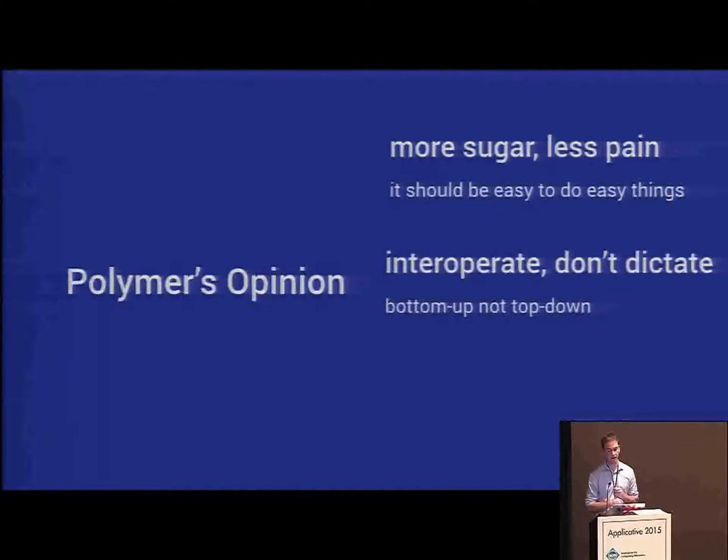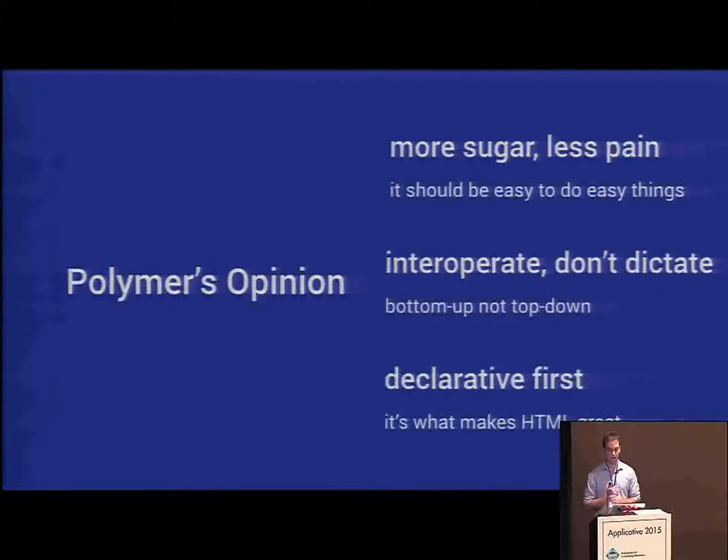Second is interoperate and don't dictate. So Polymer is purposefully a bottom-up library, not a top-down framework, and I'll get more into that. And the final is declarative first. So what makes HTML great is its declarativeness. You can type an element on a page and it'll just work. And so anything built with Polymer should work the same way.